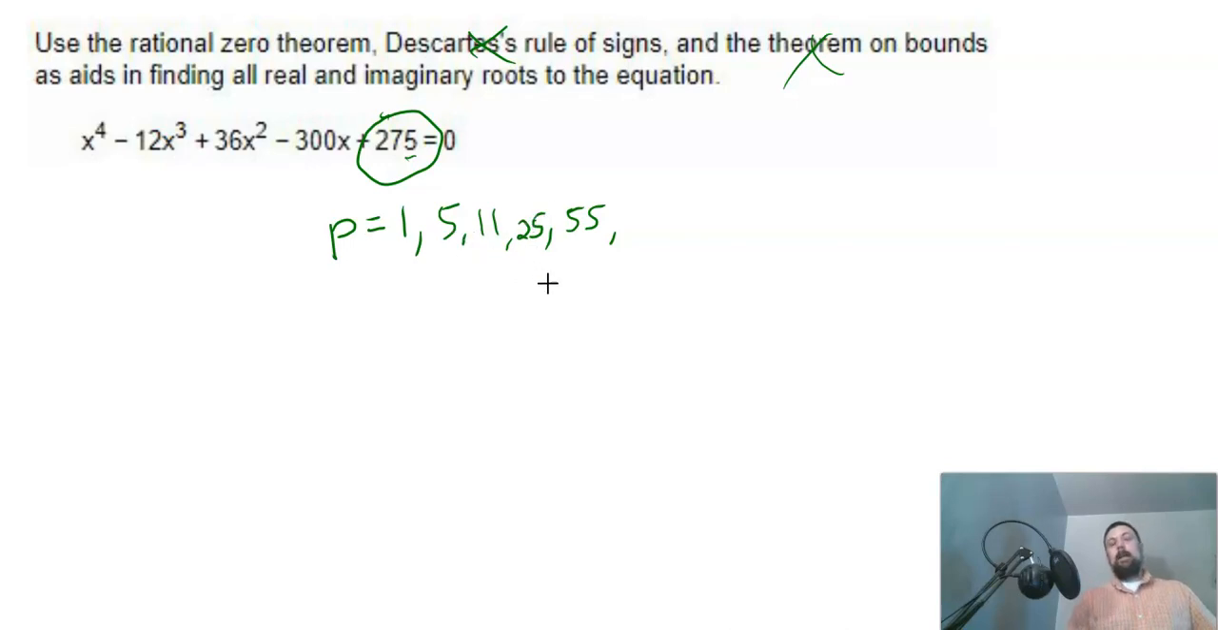And so notice how these kind of pair together, right? 11 times 25 is 275. 5 times 55 is 275. 1 times 275 is 275. And I think that's all of them.